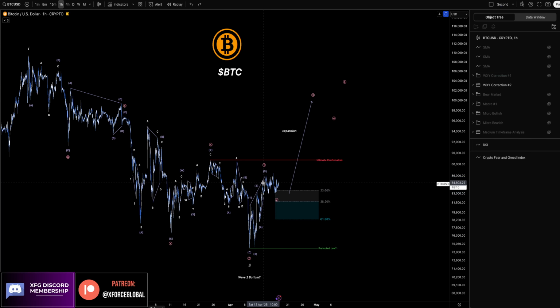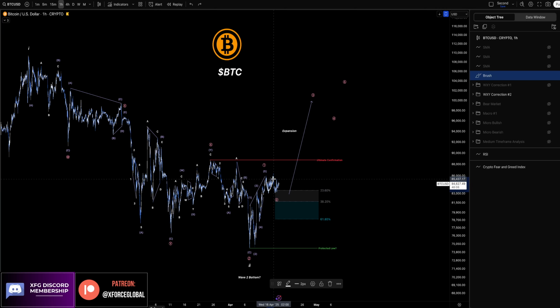Now, it really doesn't matter at this point. I think we can say that this is an A, B, some kind of 1, 2, 3, 4, 5 going into that level over here. We can even say that this wave 2 is now complete as some kind of running flat, where we now have a protected low over here.